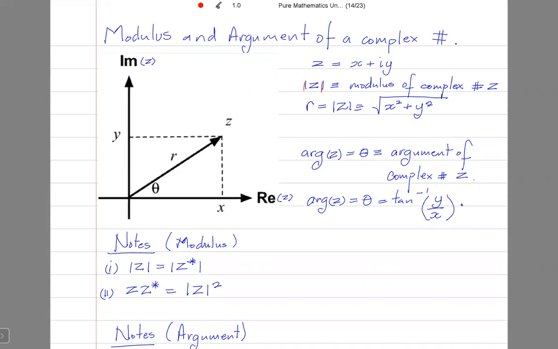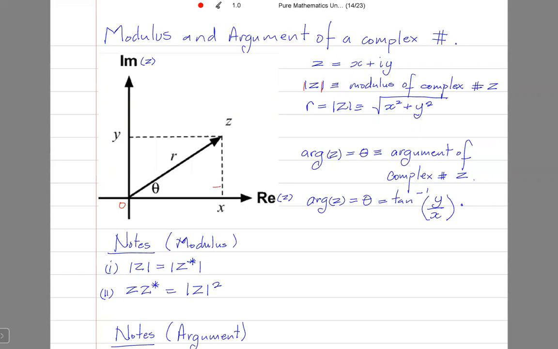Now, the symbol for the modulus is r. So r, which is the modulus of the complex number z, is equal to the square root of x squared plus y squared. And if you're quick enough, you'll see that that is an application of Pythagoras theorem. So the modulus of the complex number is like the length of the line OZ.